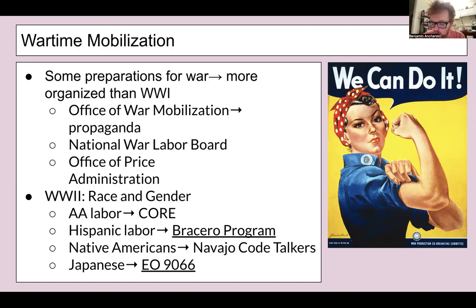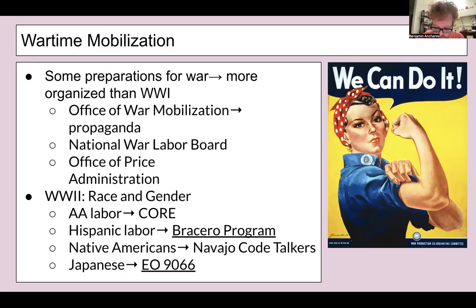Japanese Americans are going to be rounded up actually during World War II as a result of Executive Order 9066. This is going to be basically FDR saying, for the interest of national security, we are going to lock up all Japanese Americans on the West Coast. We believe that they are potential spies for the Japanese Empire. We're going to be proactive and round them up into internment camps.